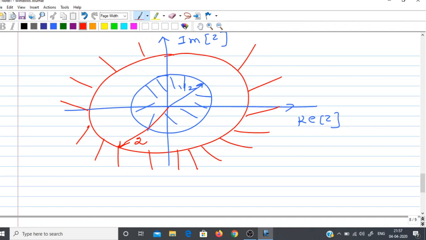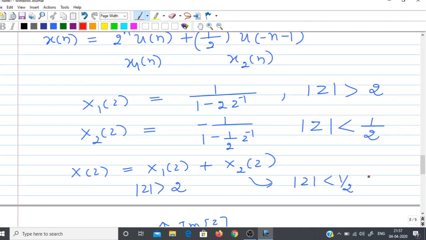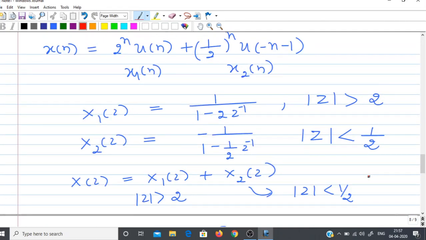And therefore, what would be the answer for this x[n], for this given x[n]? What is the Z transform? Because there is no such region where both are converging simultaneously, the Z transform does not exist. The answer is: Z transform does not exist for this sequence. For which sequence? This sequence 2 to the power n u[n] plus half to the power n u[-n-1].